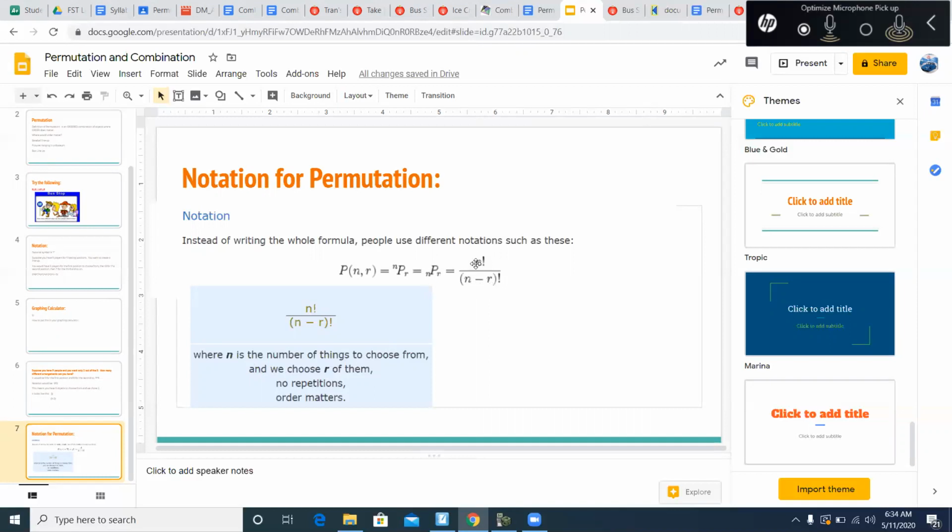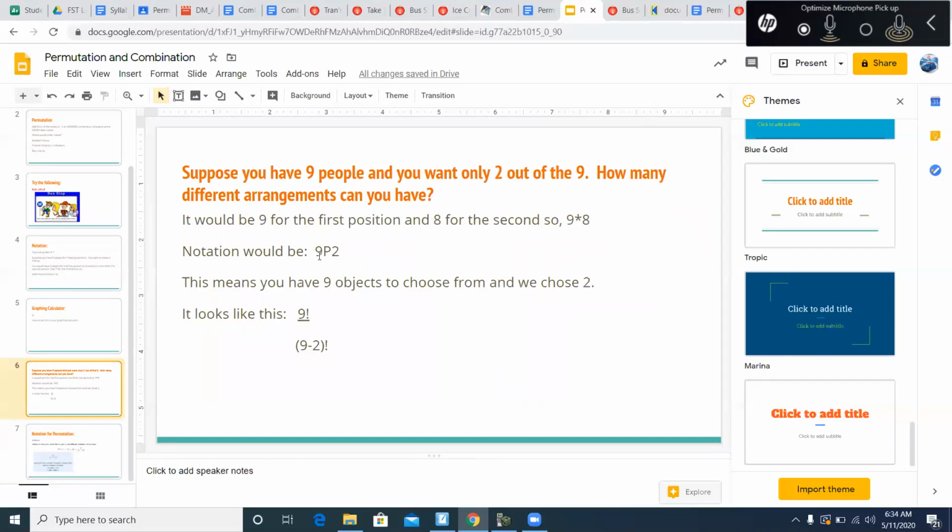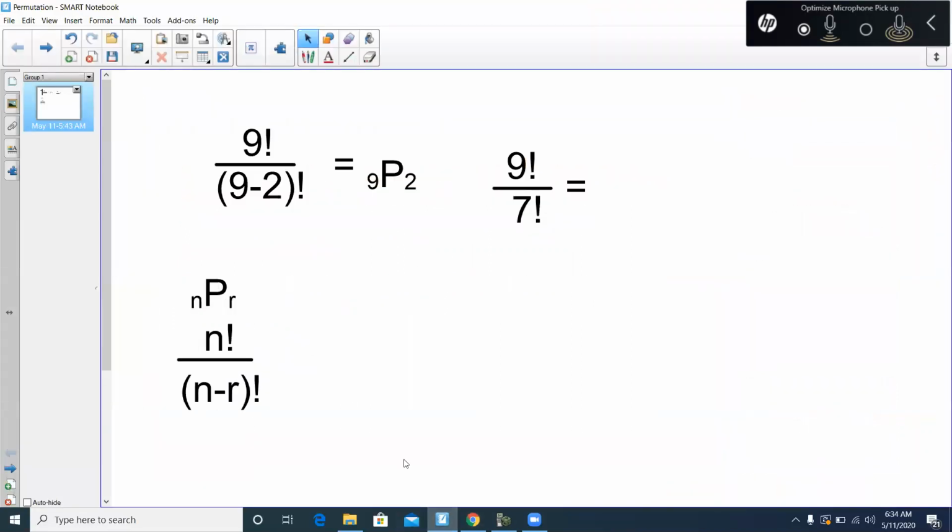This is the notation that we're going to use. Back here, we're going to have N pick 2 objects. It's going to be N factorial divided by N minus 2 factorial. So let's take a look at that. This is the notation. This is N factorial. This is N minus 2, which is 7 factorial.